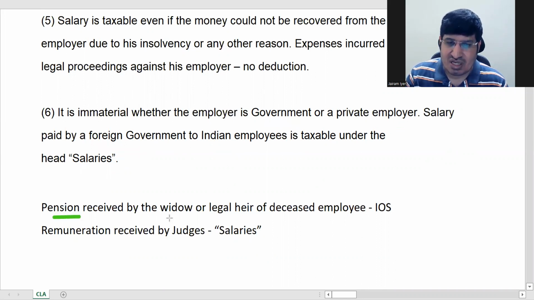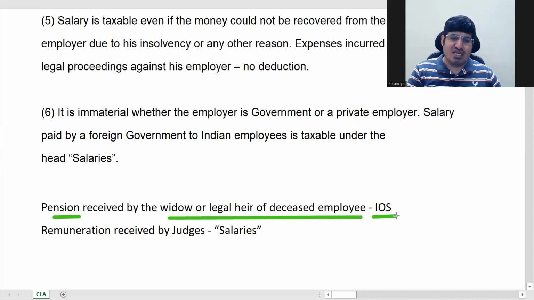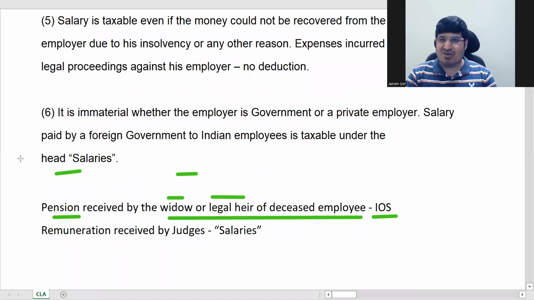Pension received by widow or legal heir of the deceased employee is income from other sources, not salaries. Can you tell me why pension is never taxable as salaries? Which pension? Family pension I'm talking about, that is widow or legal heir, if they have received pension, that is never taxable as salaries, always as income from other sources. Do you know why? It's because there is no employer-employee relationship. The widow's husband had an employer-employee relationship with the employer, not the widow, right? Widow is not.